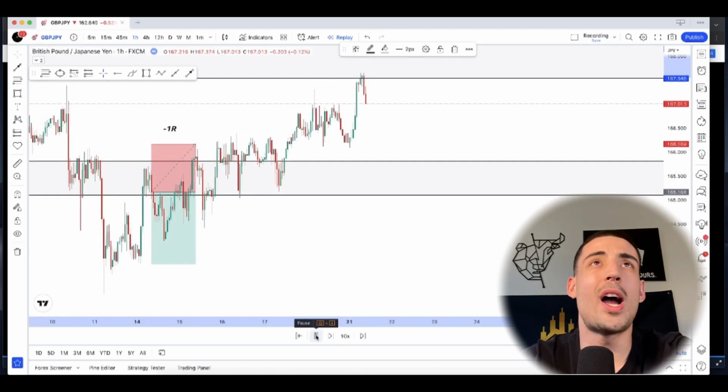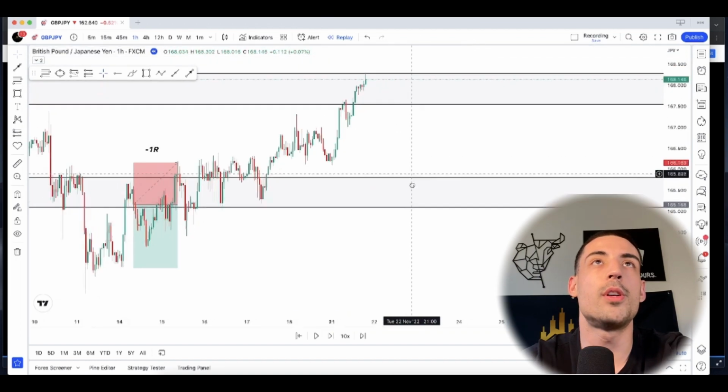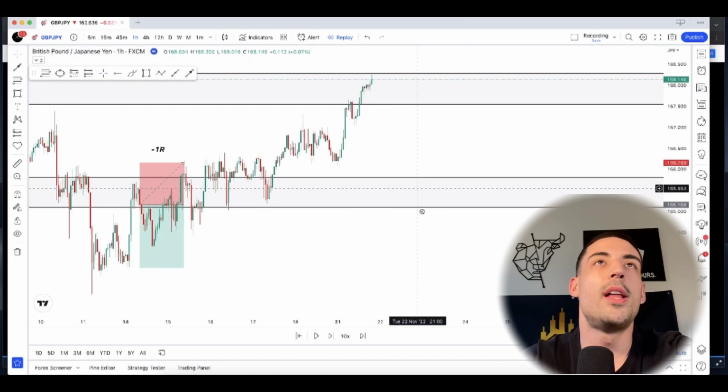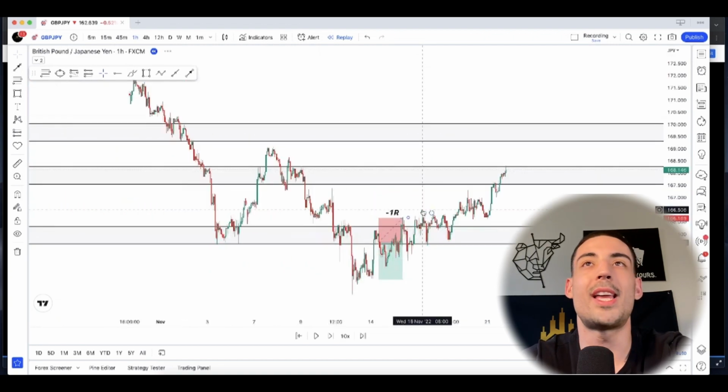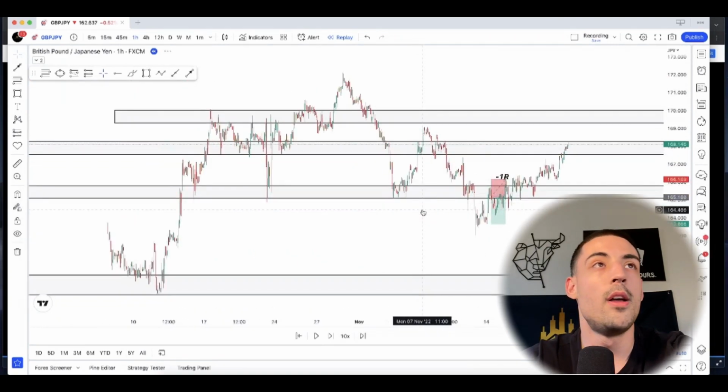And again, a lot of people try to not make mistakes in backtesting data. That's not what we're doing here. That's not what we're trying to do here. We're just literally trying to gain statistical data around the trading system.